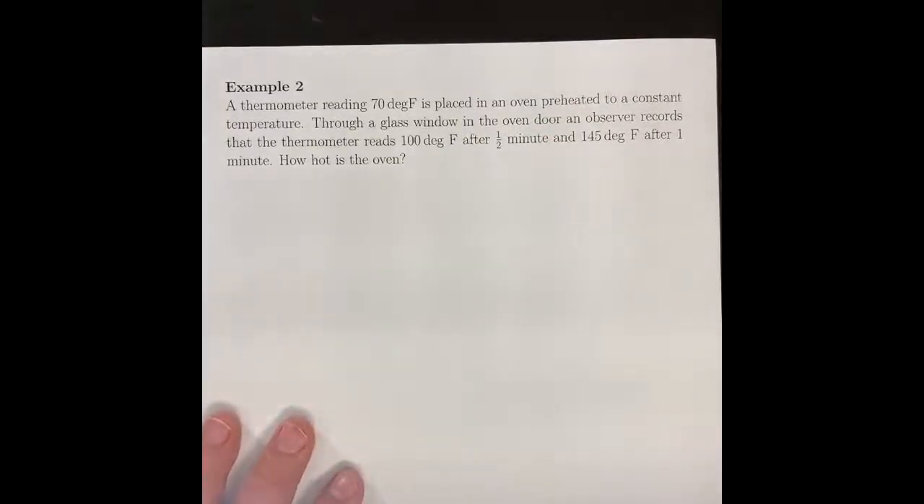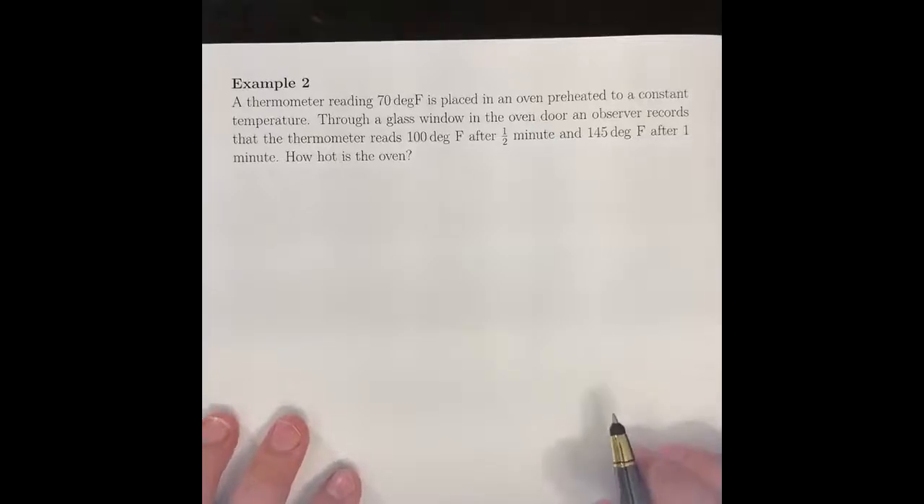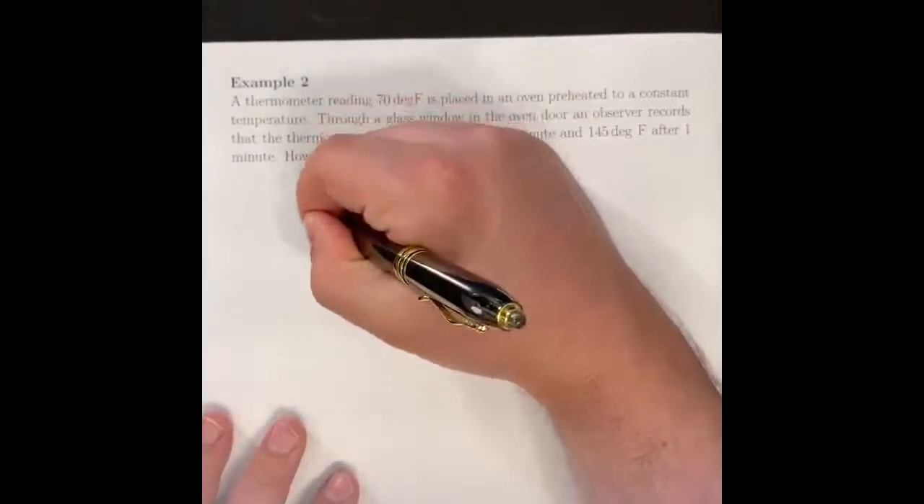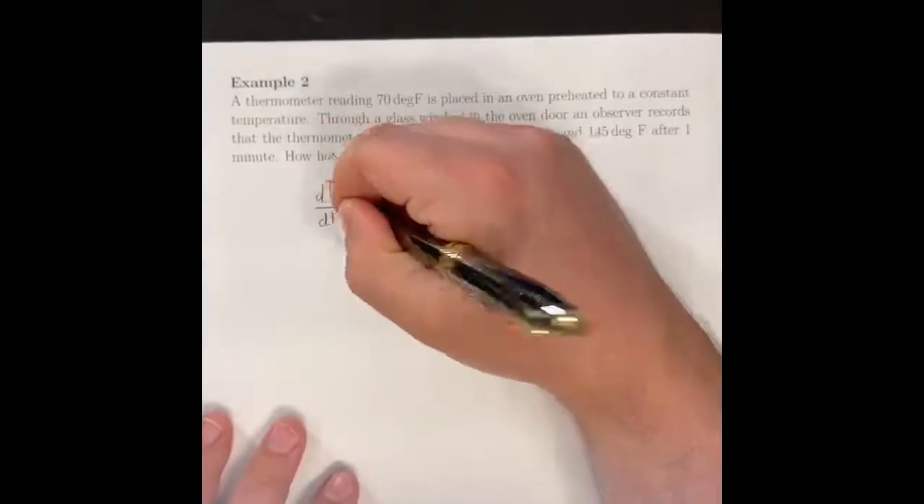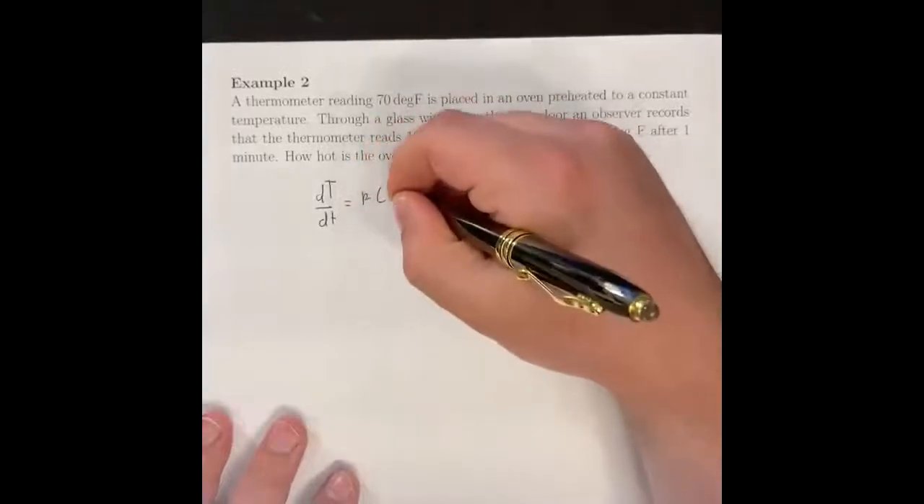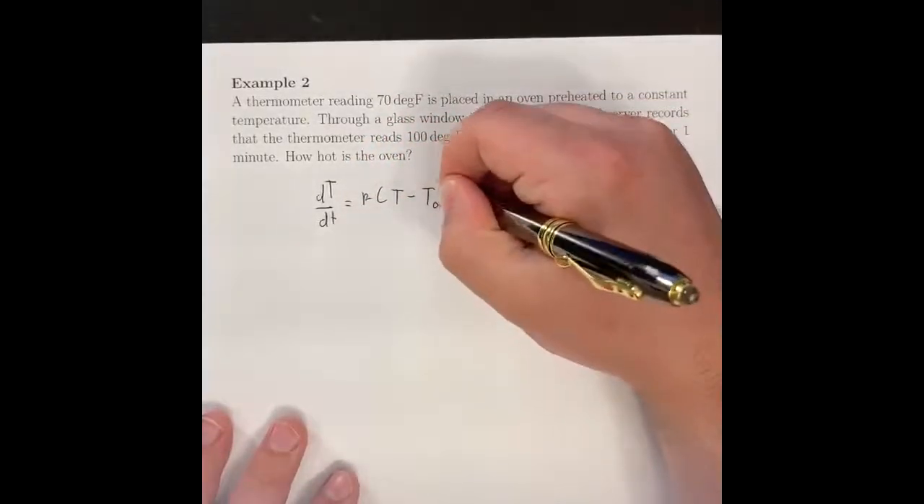So this is an example called Newton's law of heating and cooling. And what does that say? The basic idea of Newton's law of heating and cooling is that the change in temperature with respect to time is proportional to the difference from the outside temperature.